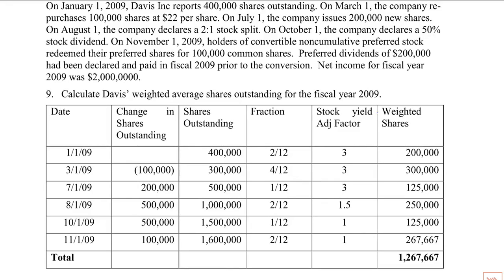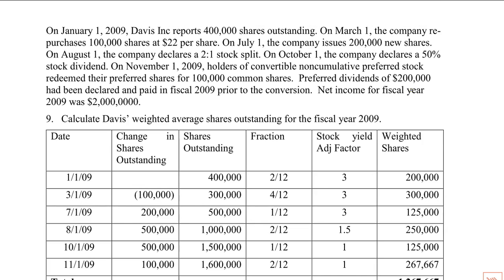All right, we're looking at the solutions to homework H8 EPS, and we're on number 9. Question 9 asks us for weighted average share. This company has 400,000 shares to start the year. They buy back 100,000 on March 1st, issue 200,000 July 1.